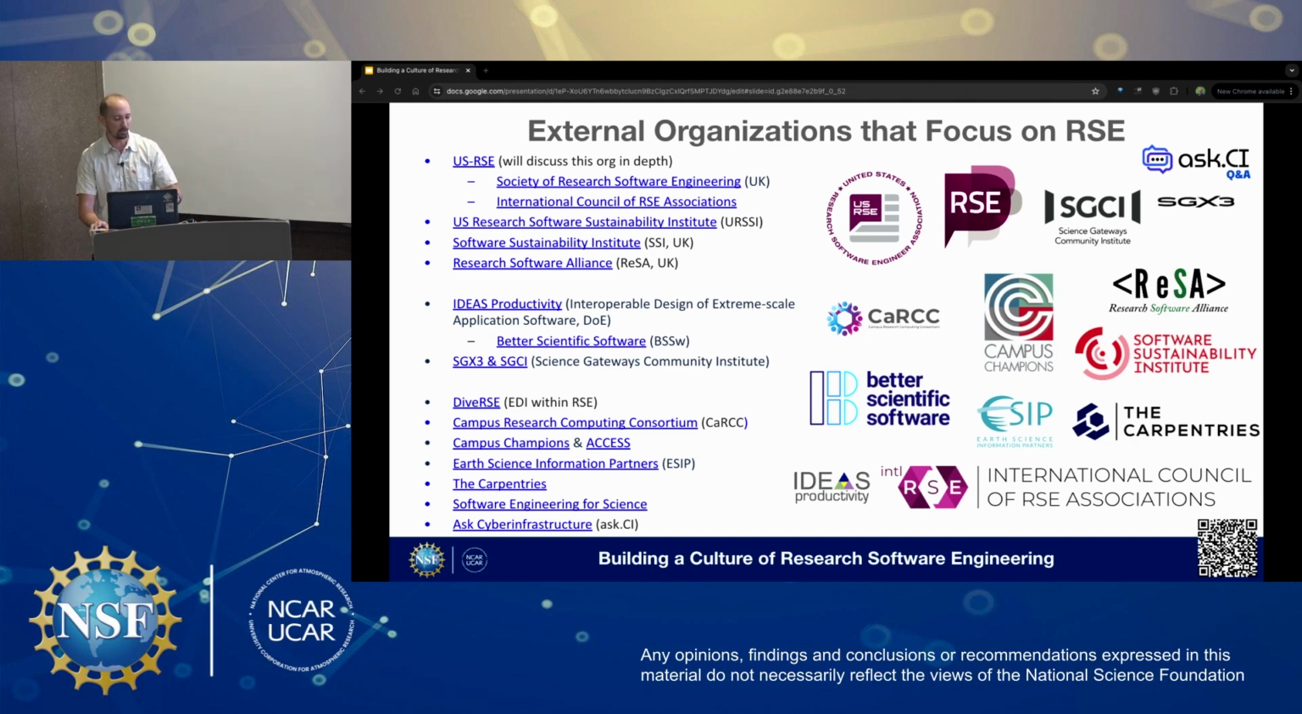There are also groups that have focused on other specific topics or created coalitions of folks that are just seeking to support each other. So there's the Diverse program that does DEI type work within RSC. There's also the CARCC, Campus Research Computing Consortium, and the Campus Champions and ACCESS programs. They are related to each other in terms of building out community of folks to support each other, typically within the campus and university ecosystem, for how we support research computing and data professionals.